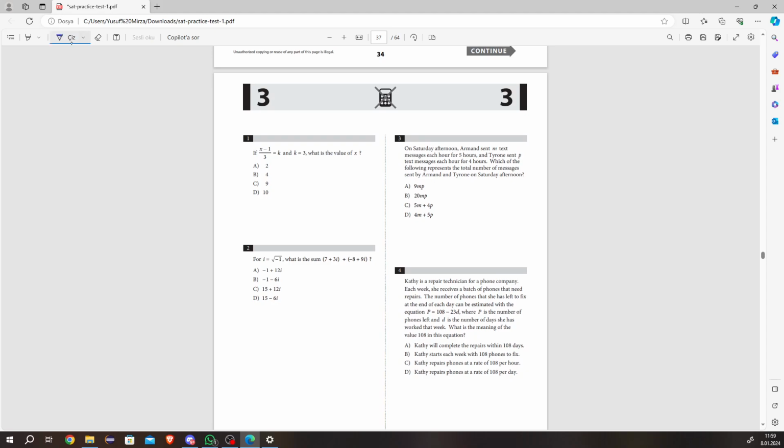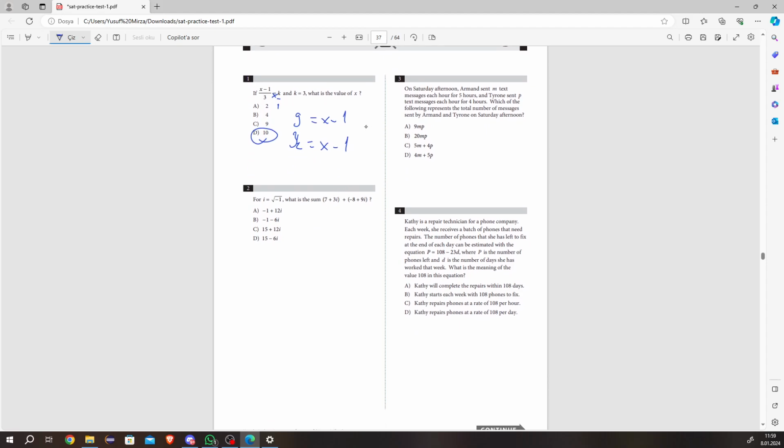Let's start with the first question. If x over k equals something, what's the value of x? You can simply cross multiply, and then 3k is x minus 1, then k is 3, x is easily 10. There are no tactics here, you can simply do this. Also, what's the sum of this?